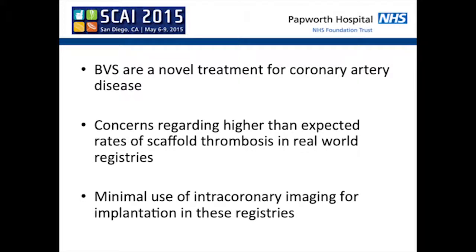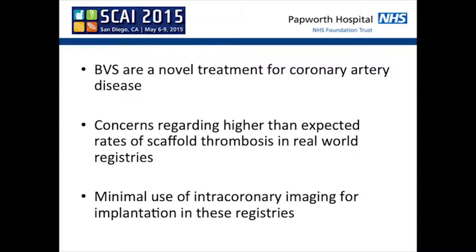BVS are a novel treatment for coronary artery disease combining the benefits of a drug-eluting stent with the potential for late lumen enlargement and enhanced vasomotion at a late time point. However, some concerns have been raised regarding higher than expected rates of scaffold thrombosis in real-world registries, such as the GHOST-EU registry. In these registries, there was minimal use of intracoronary imaging, which will limit the ability to post-dilate the scaffold and potentially increase the risk of underexpansion and therefore scaffold thrombosis.